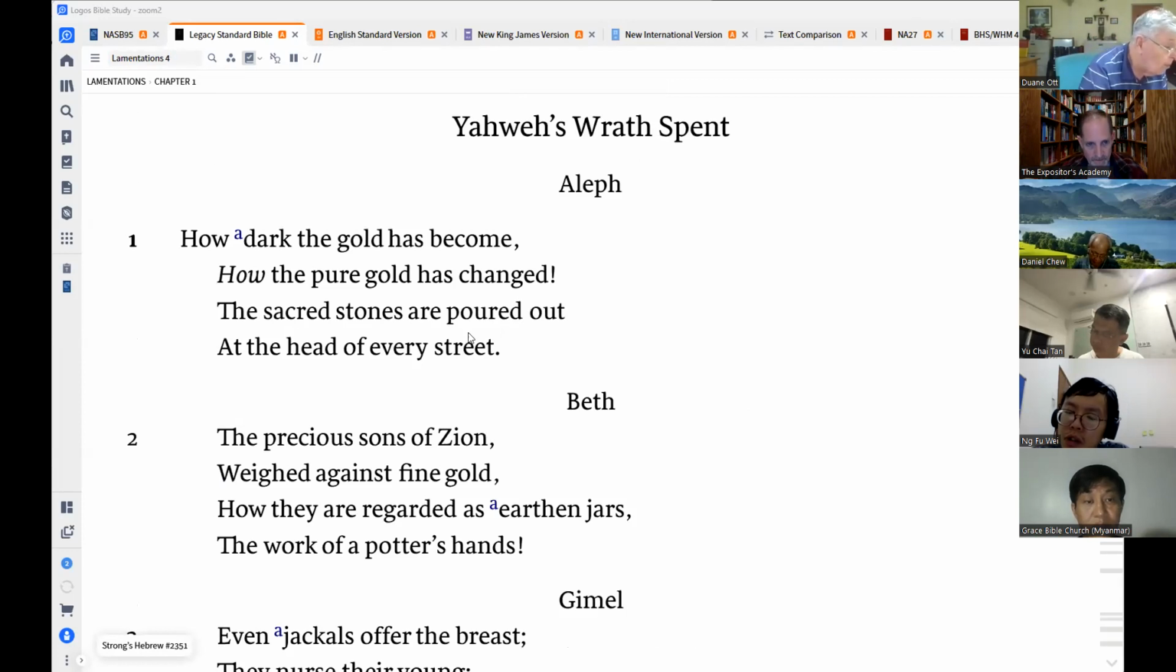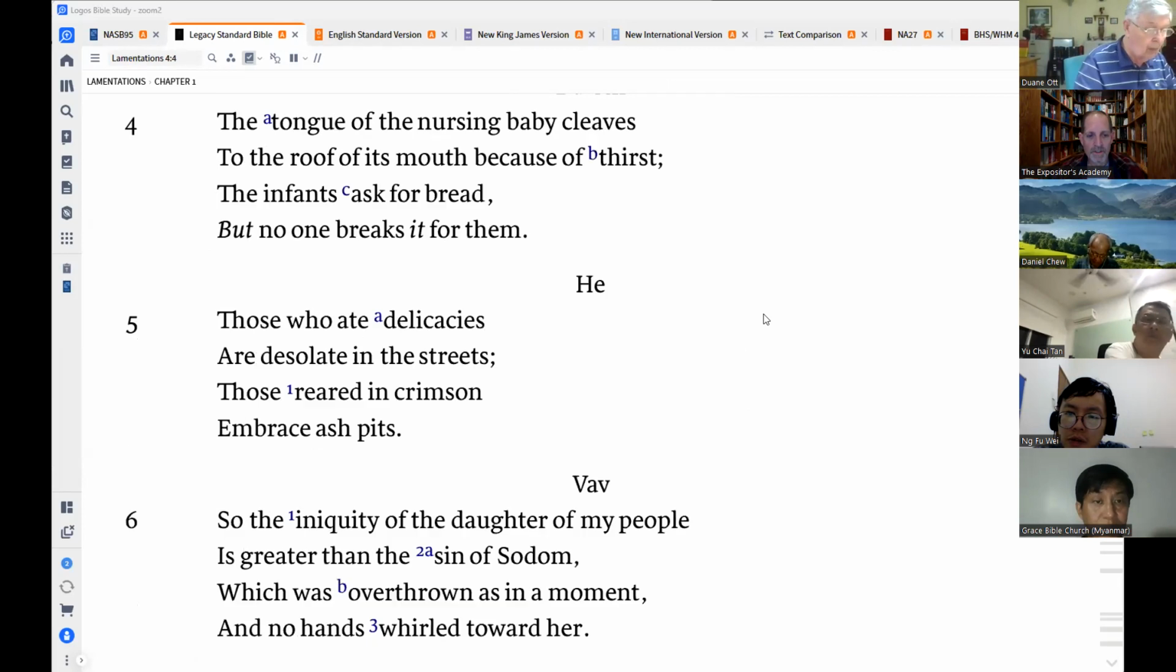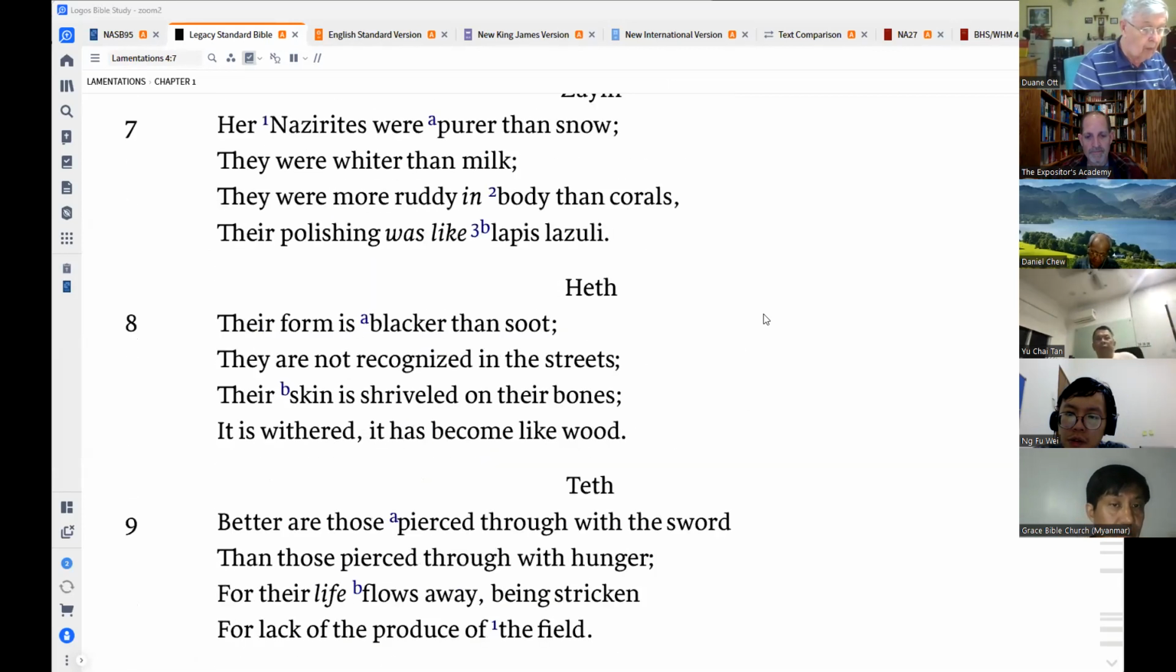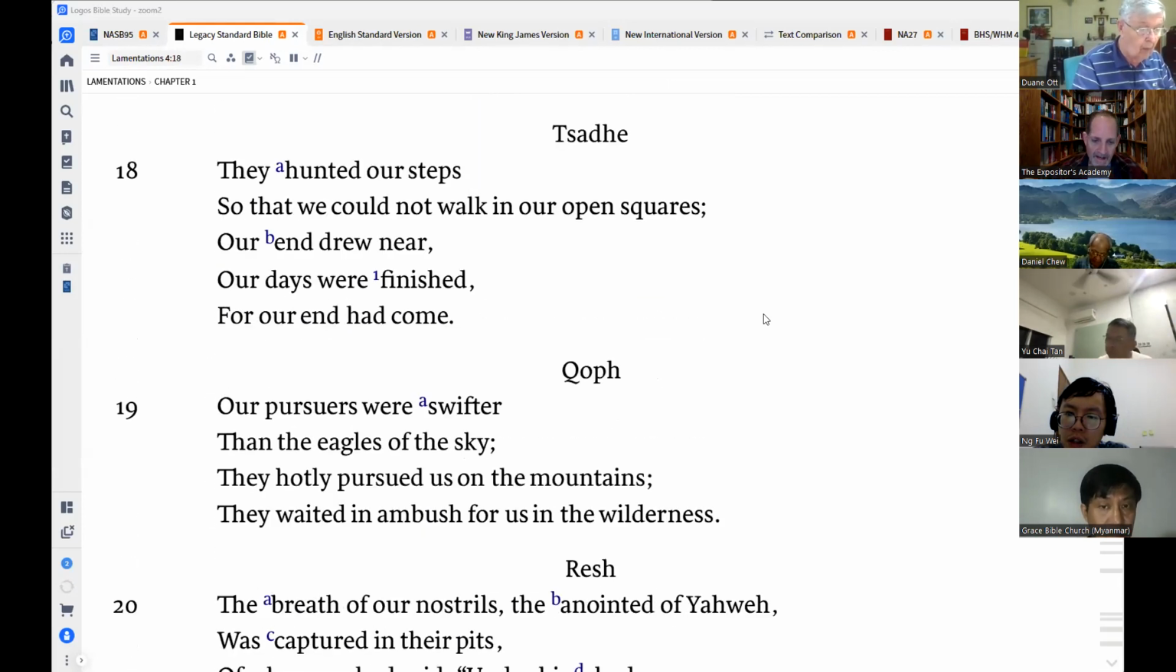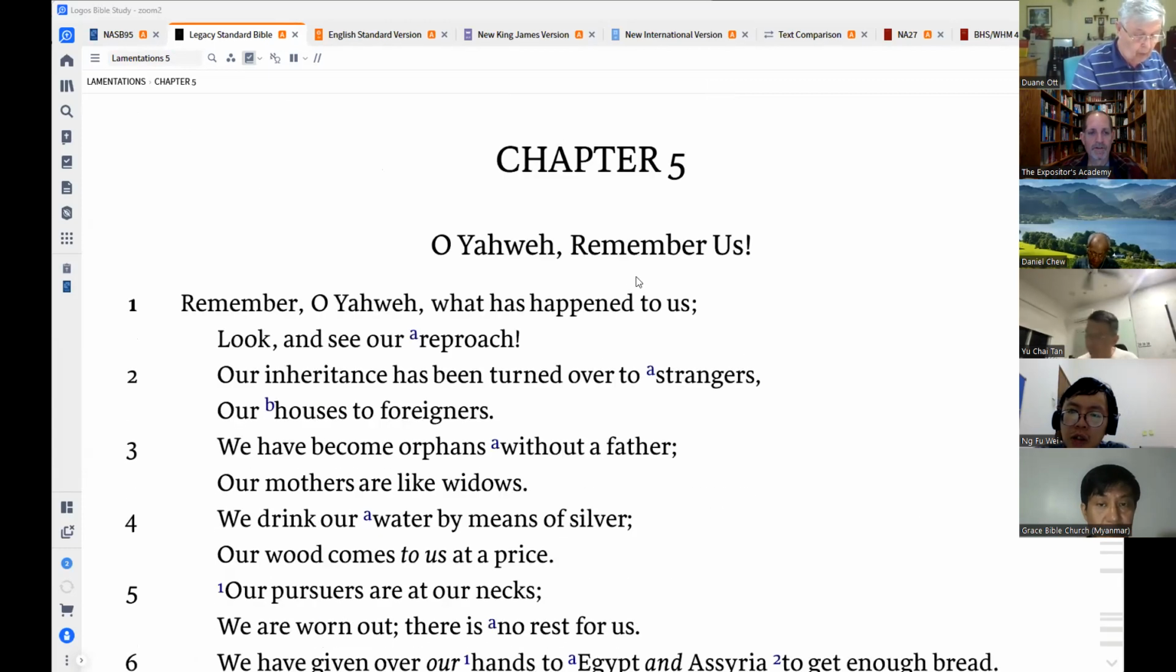As he talks about Yahweh again, he turns back to the theme of Yahweh's judgment. So chapters 1 and 2, Yahweh's judgment on his people and the suffering. Chapter 3 is hope in Yahweh. Chapter 4 goes back to Yahweh's judgment. And then chapter 5 is his final prayer, calling for God to remember. And in chapter 5, there's no acrostic.